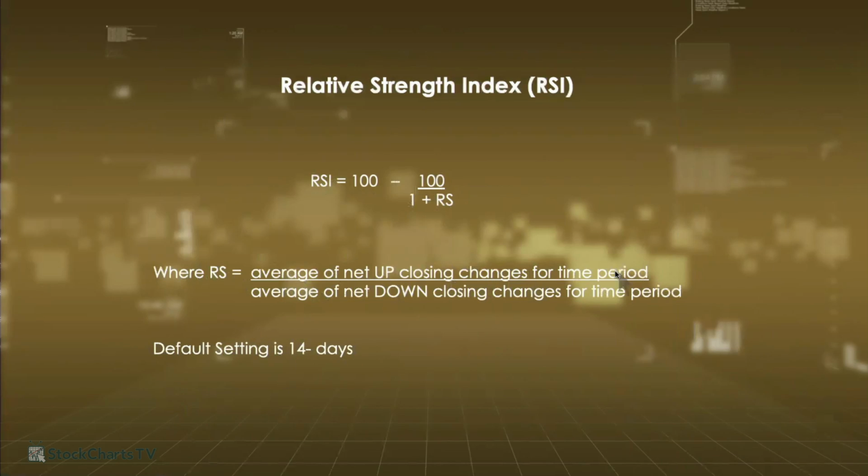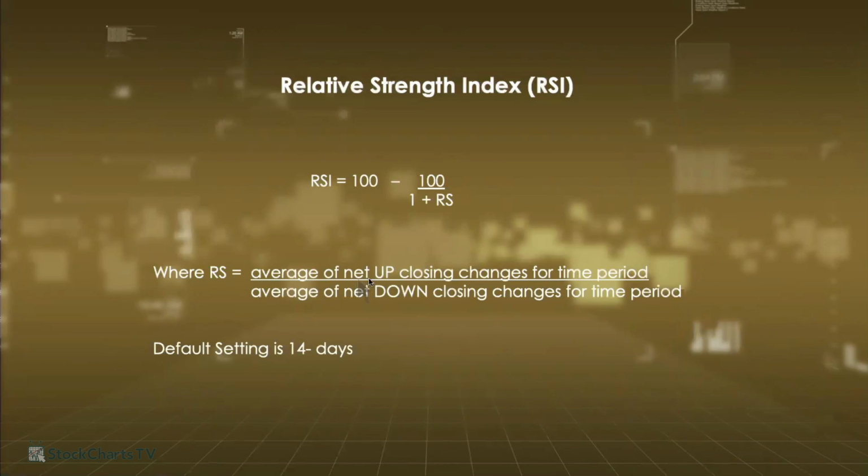So over the past 14 days, what were the average of the up closing changes? So we are only looking at days where we had a close to the positive side for that 14 days. And then we look at an average of the net down closing changes for that same period. So think about all those down days, and you're averaging those changes over that time. And the RSI, the index, is calculated by, like I said, taking 1 plus this and dividing it into 100 and then subtracting. So that is how you calculate it.